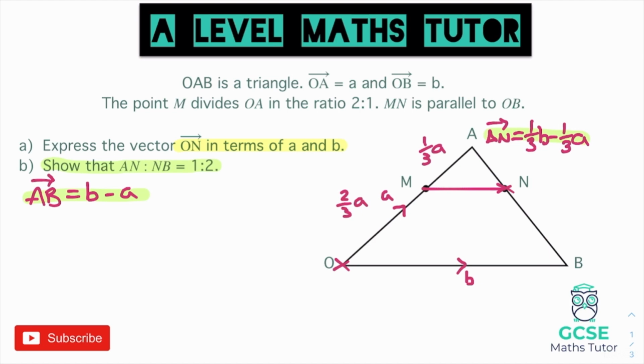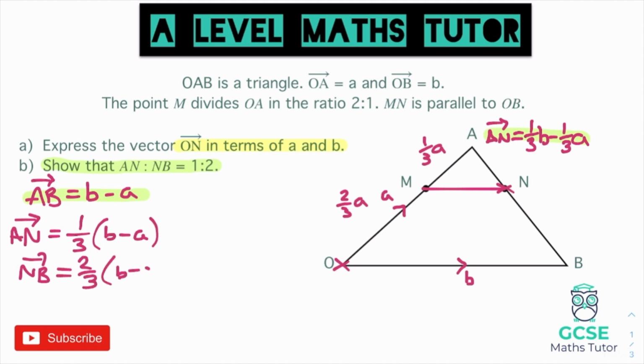So we've got that A to N is 1/3 B minus 1/3 A, and the full vector A to B is B minus A. Now you can already see that A to N, if we were to factorise that, would be 1/3 of B minus A. So if the full line is B minus A, and A to N is only 1/3 of that, then N to B will have to be 2/3 of the line, so that would be 2/3 of B minus A. Now ultimately what we have shown there is that A to N is 1/3 of the line and N to B is 2/3 of the line.